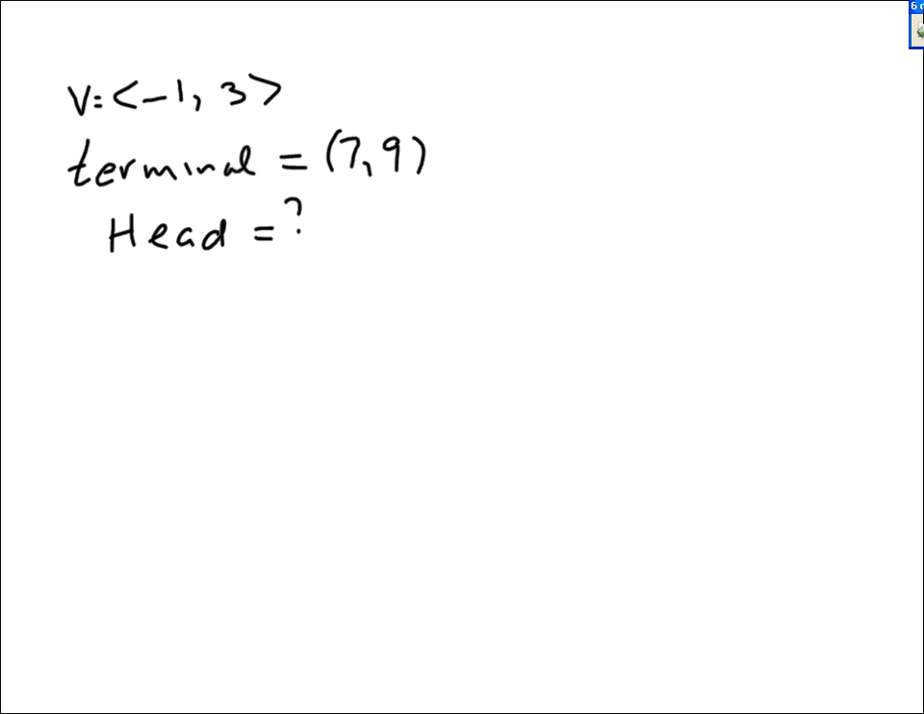Well, what you have to find is the head. For right now, we'll call it xy. And you have the terminal. Actually, the terminal is the head, excuse me. The terminal is the head. So remember, terminal means head. And using their language, they want us to find their initial point, which happens to be the tail.